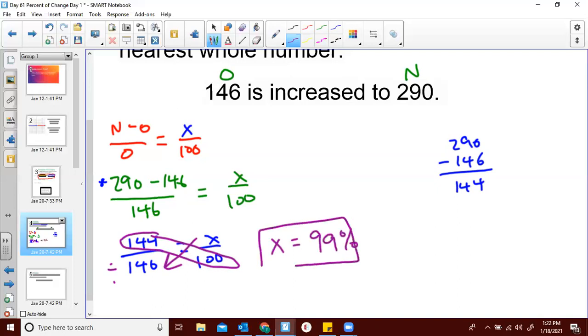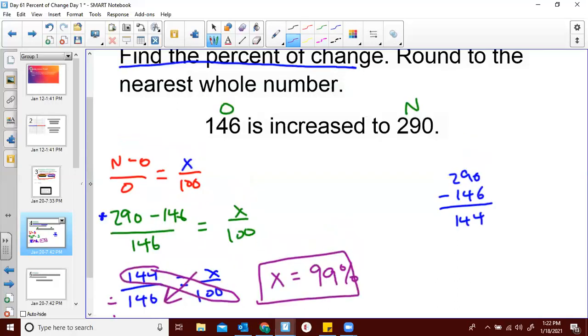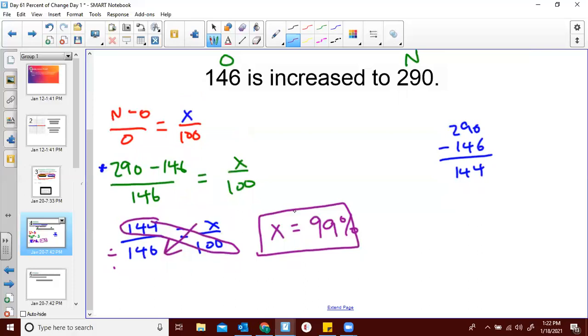I didn't worry about any decimals because it says to the nearest whole number. So let's not forget what a whole number is. What this is saying is that we started with 146. We increased it 99% to get to 290. Okay?